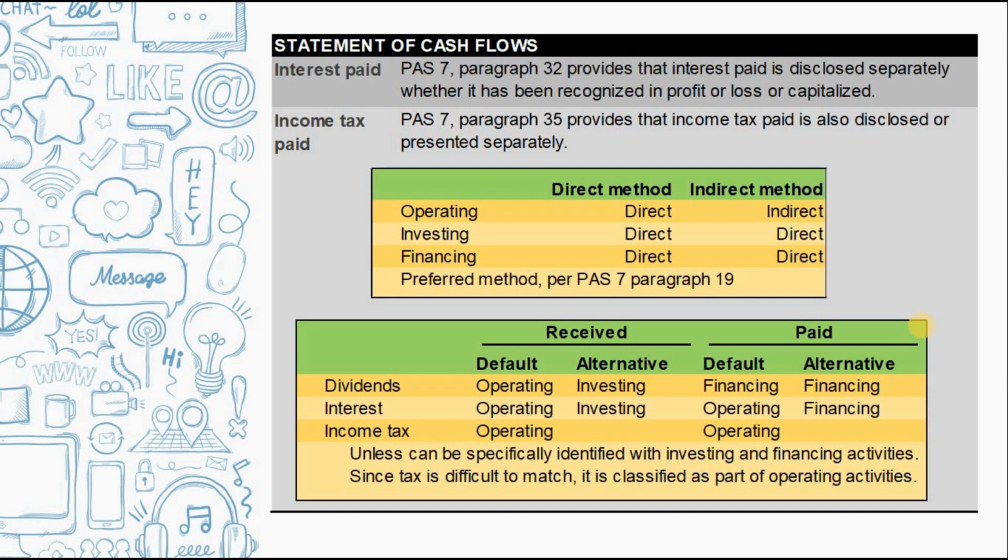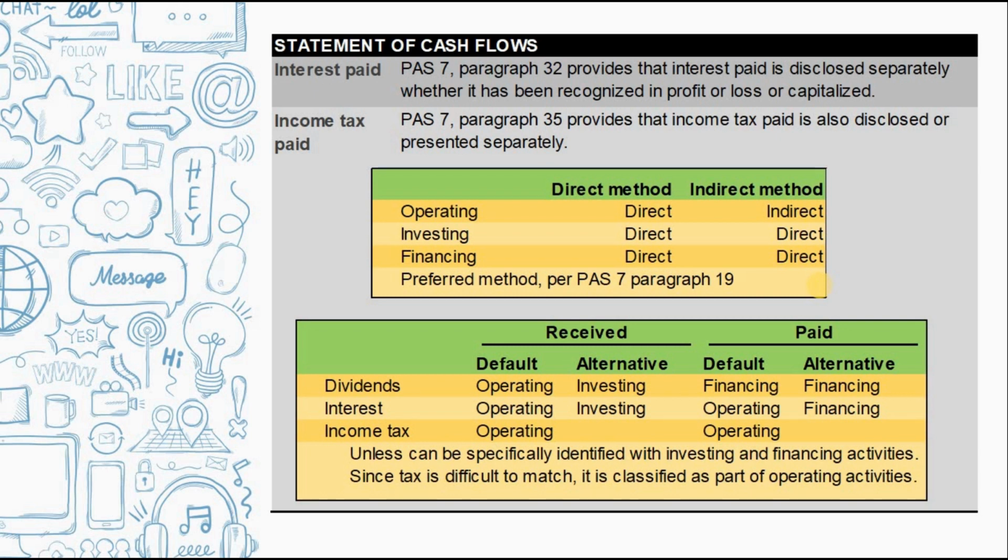Now, let us compare the difference between the direct method and indirect method in each section of the statement of cash flows. If you can see, based on our slide, regardless of the method used, the investing activity and financing activity sections of the statement of cash flows are both presented under the direct method. So again, regardless of the method, investing and financing activities must be presented in direct method, which means the actual cash receipts and cash disbursements related to the investing and financing activities must be presented in the statement of cash flows.